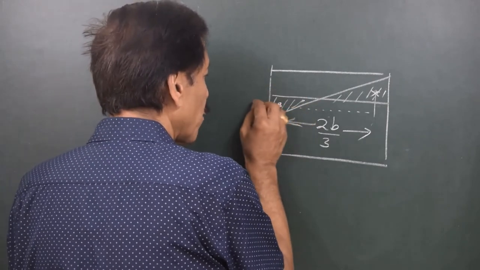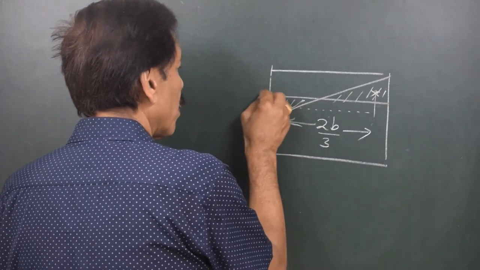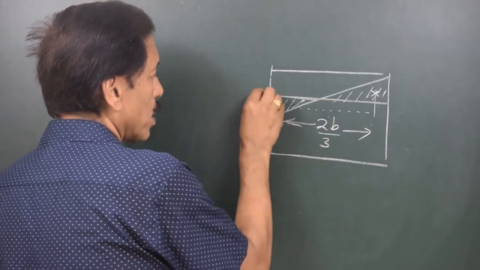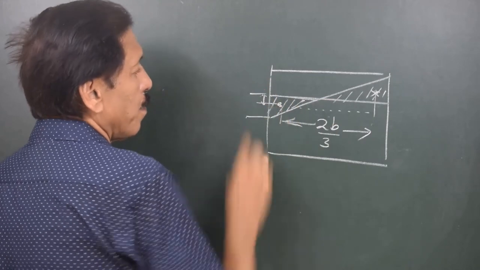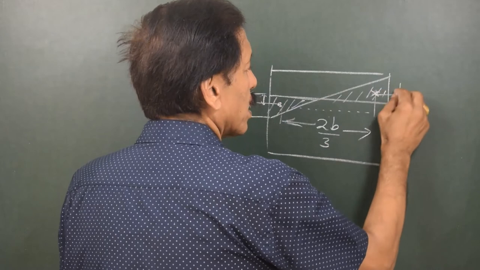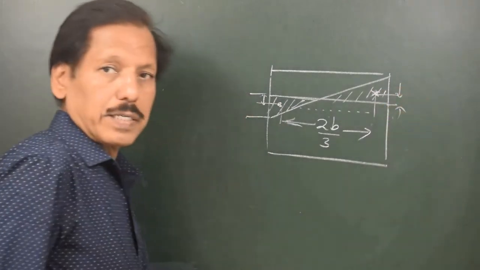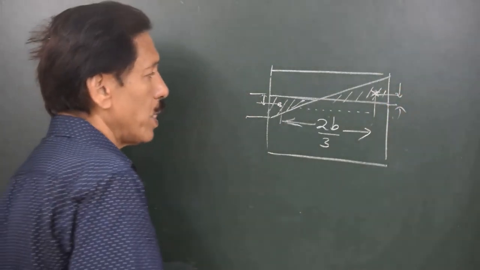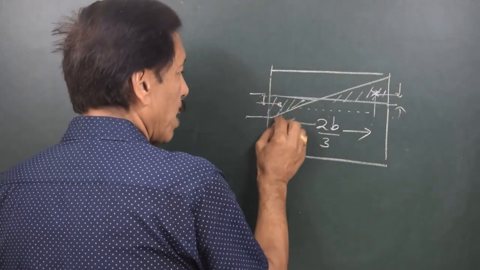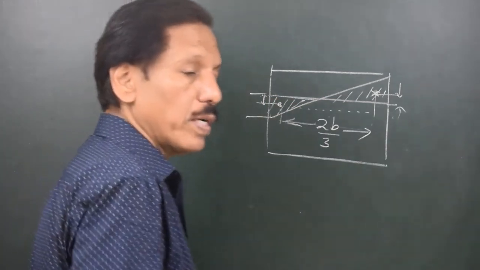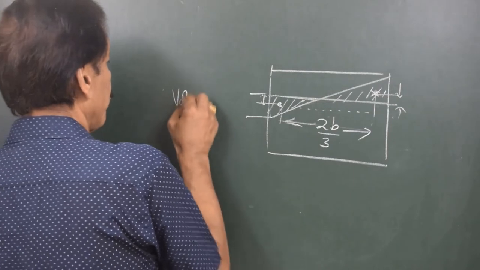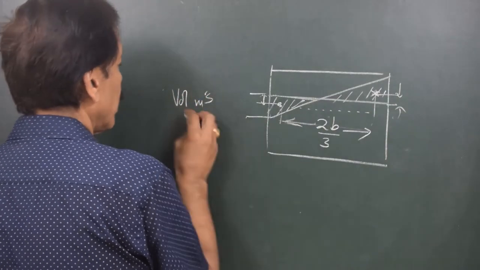Now there is upward shift also. If you consider this as the base of the triangle, the distance from this base is 1/3 of this height. And same way, the distance of this base from here is 1/3 of the height. But when we talk about the volumetric heeling moment, we find out the volume of this wedge multiplied by this distance should be the volumetric heeling moment, because volume is meter cube and distance is meter.